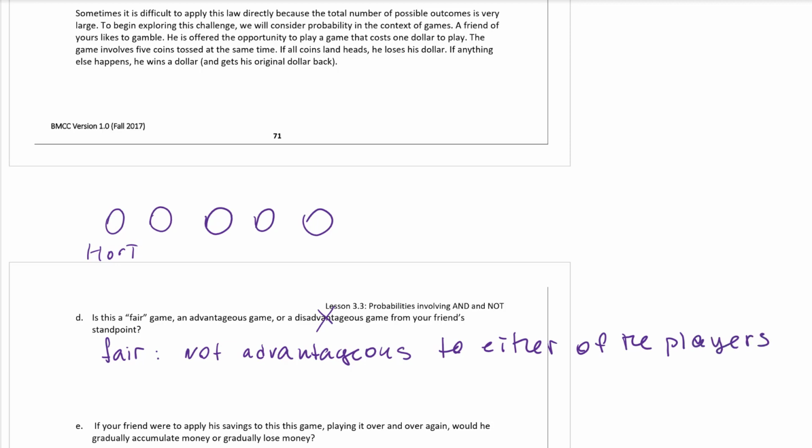But this game sounds more like I'm going to win more likely than I'm going to lose. So I wouldn't call it fair, because it's not fair to the player I'm playing against, right? Because I'm more likely to win. So I would call this advantageous to me, just because I have more likely times that I'm going to win.